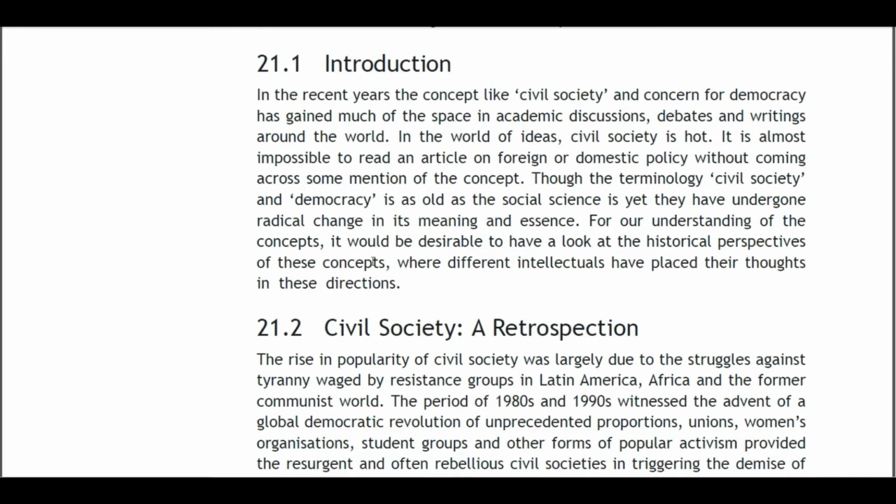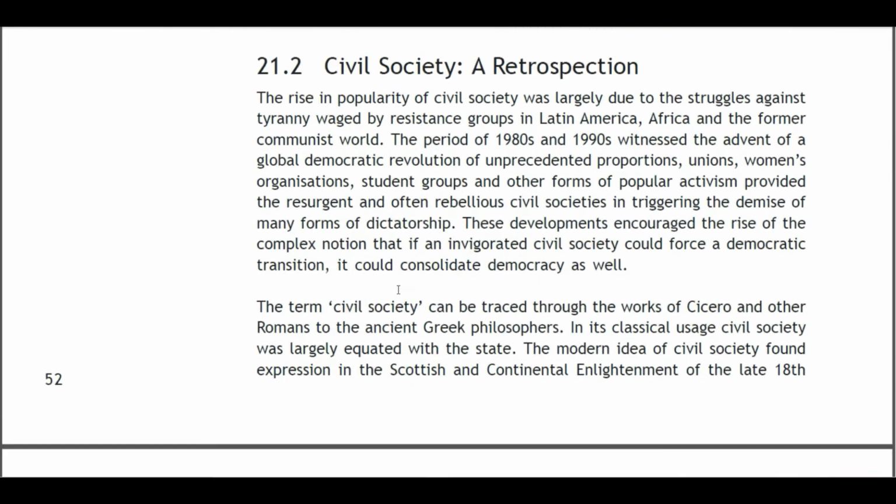For our understanding of the concept, it would be desirable to take a look at the historical perspective of this concept, where different intellectuals have placed their thoughts in their own directions. 21.2 Civil Society a Retrospection.